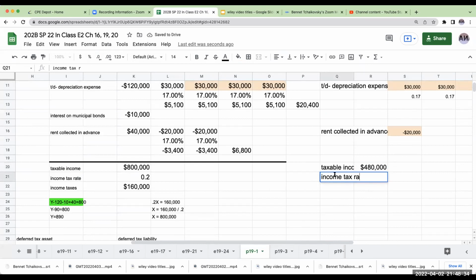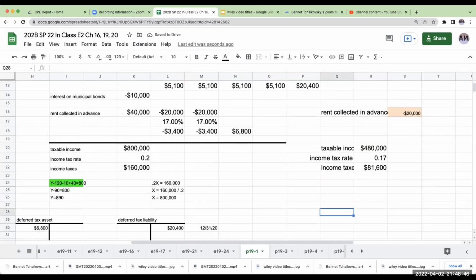My income tax rate is going to be 17%. So my income taxes for 2021 are going to be 81,600. So for 12/31/21, I'm going to have income tax expense current and income taxes payable current. This is going to be 81,600 and 81,600.